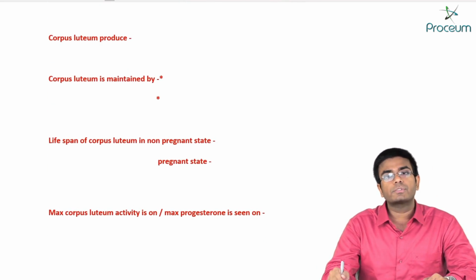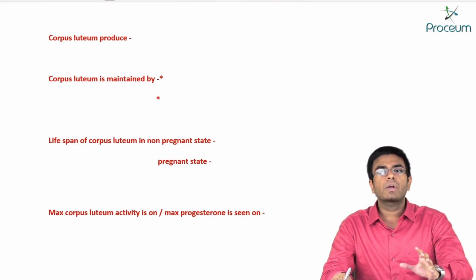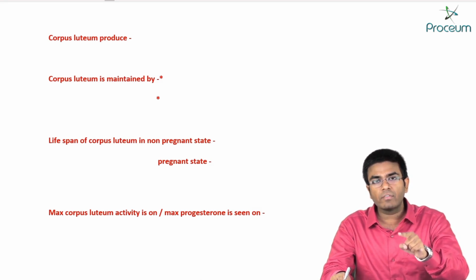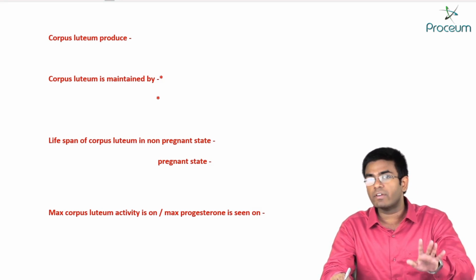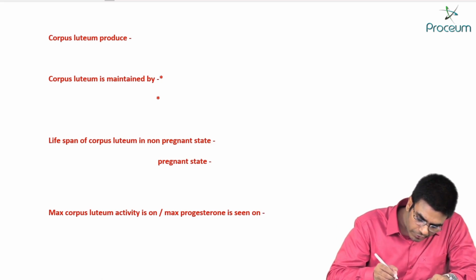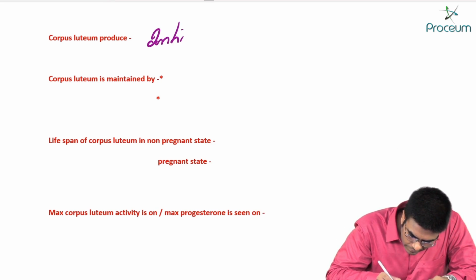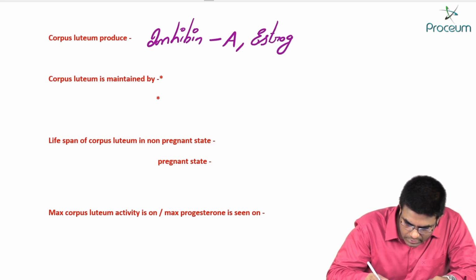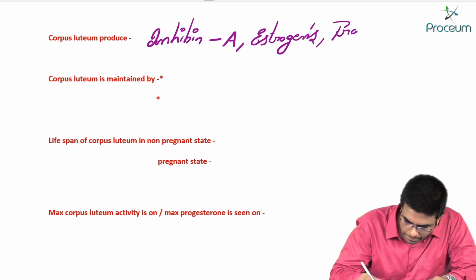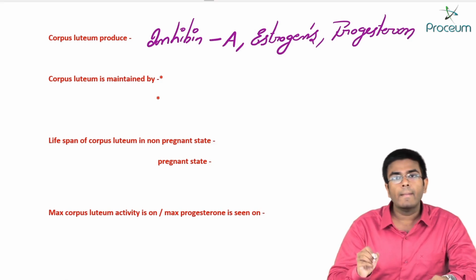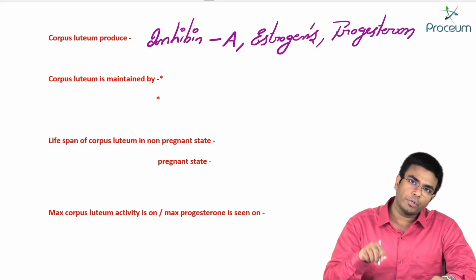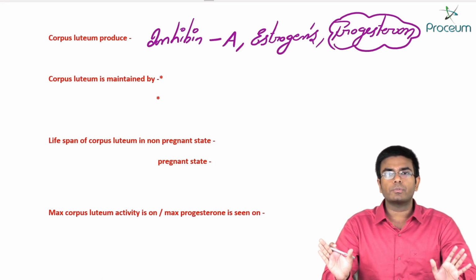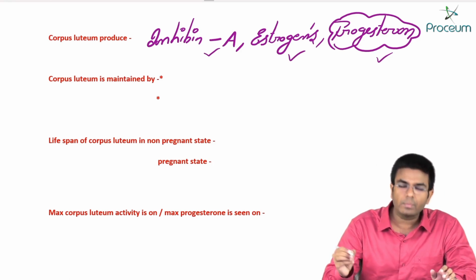Now, corpus luteum produces. Guys, we know the ruptured graafian follicle becomes the corpus luteum, and this corpus luteum produces which hormones? Everyone knows that the ruptured graafian follicle becomes the corpus luteum, and this corpus luteum produces progesterone. But not only progesterone, this corpus luteum produces inhibin A, estrogens and progesterone. Okay, but if someone asks you, the corpus luteum mainly produces progesterone. But if someone asks you, the corpus luteum produces inhibin A, estrogen as well as progesterone.